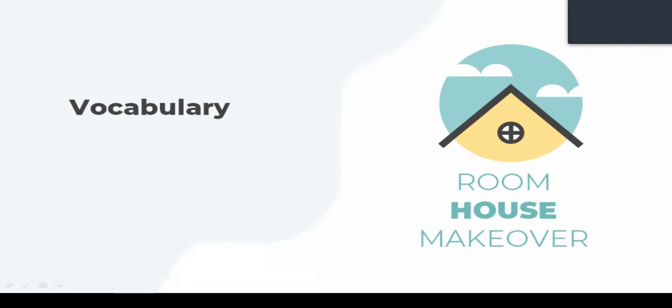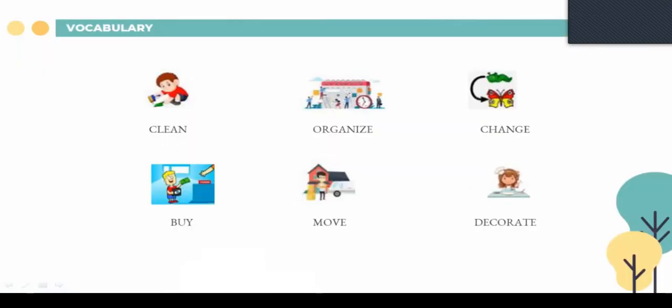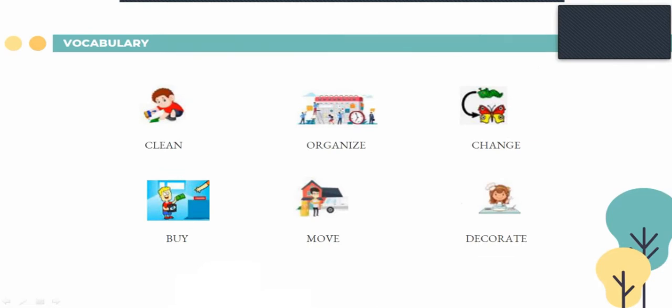This vocabulary is about room or house makeover. We start with some verbs. These verbs can help us with a house makeover. The verbs are clean, organize, change, buy, move, and decorate. All of these verbs have to do with a house makeover. Clean, organize, change, buy, move, and decorate.